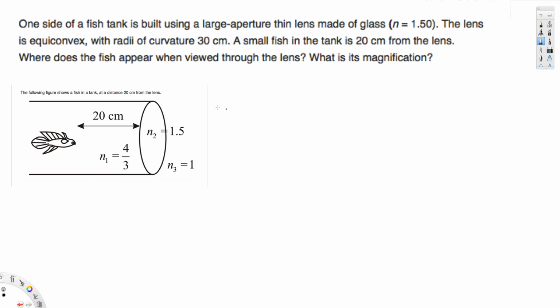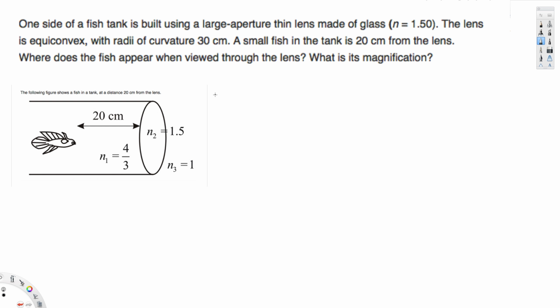Guys, let's look at this problem right here. This question is asking: one side of a fish tank is built using a large aperture thin lens made of glass. The lens is equiconvex with radii of curvature 30 cm. A small fish in the tank is 20 cm from the lens. Where does the fish appear when viewed through the lens? What is its magnification? Okay, now let's begin with the equation.